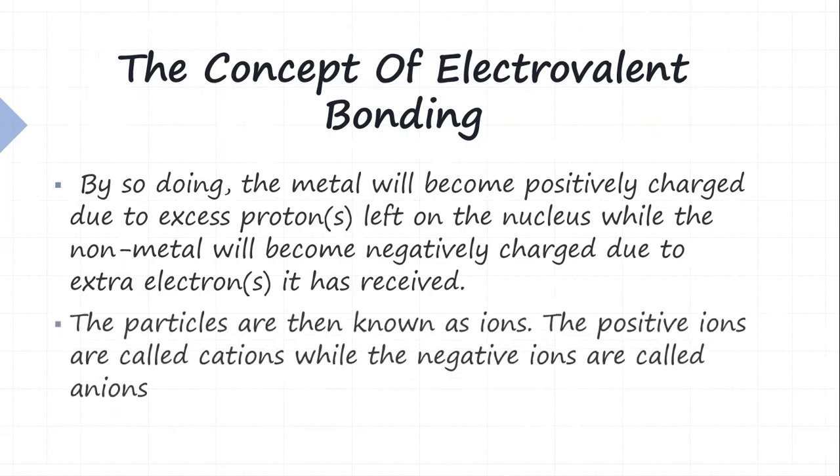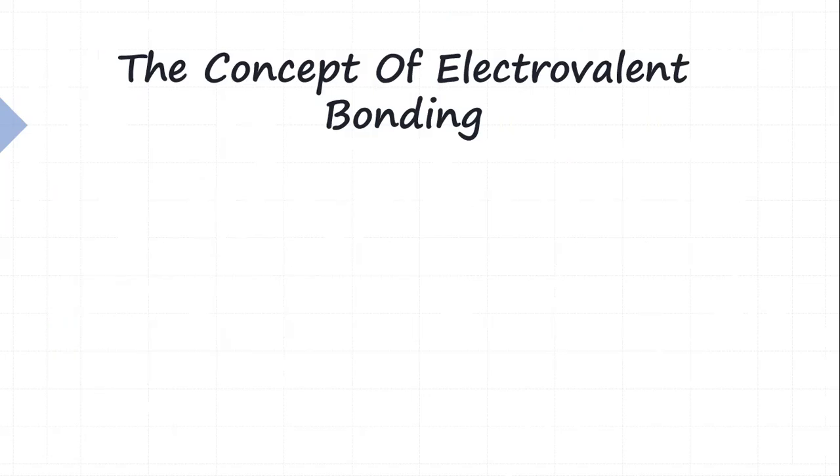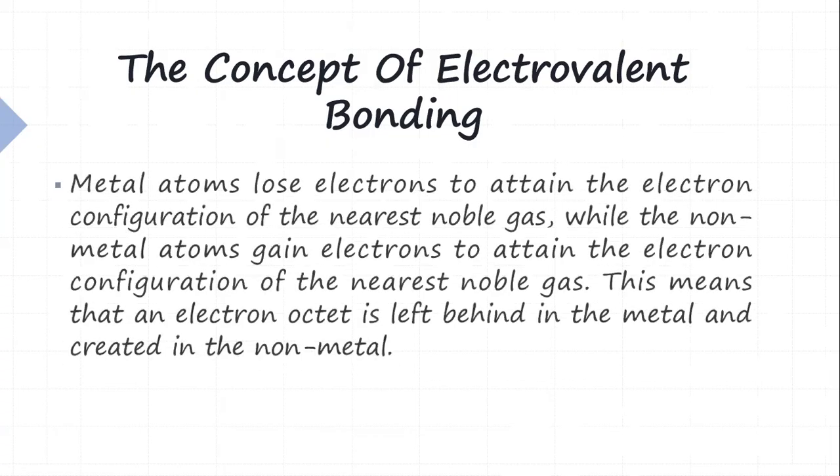The particles are then known as ions. The positive ions are called cations, while the negative ions are called anions. Metal atoms lose electrons to attain the electronic configuration of the nearest noble gas, while non-metal atoms gain electrons to attain the electronic configuration of the nearest noble gas. This means that an electron octet is left behind in the metal and created in the non-metal. So that's basically what happens generally in electrovalent bonding.